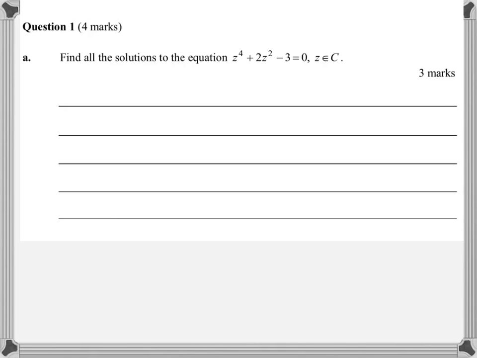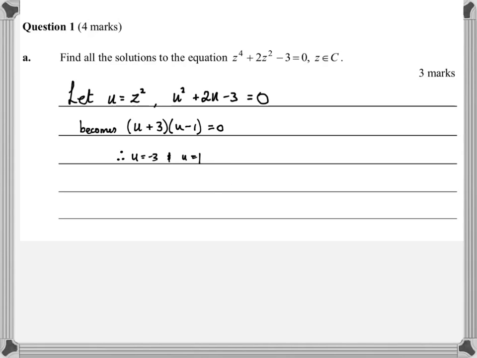Question 1. Find all the solutions to the equation z to the power of 4 plus 2z squared minus 3 equals 0, where z is an element of the complex number set. Now, first thing we recognize is it's a trinomial and it's in the structure of a quadratic. So we can let u equal z squared to give us this quadratic in terms of u. Then we can factorize, equate it to 0 and use the null factor law to get solutions for u. Easy. And then we relate it back to z.